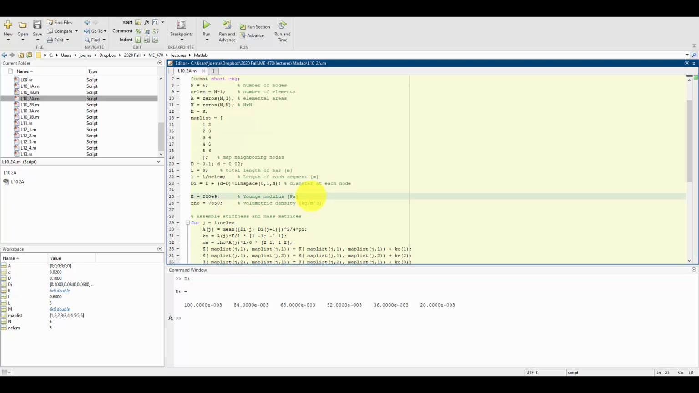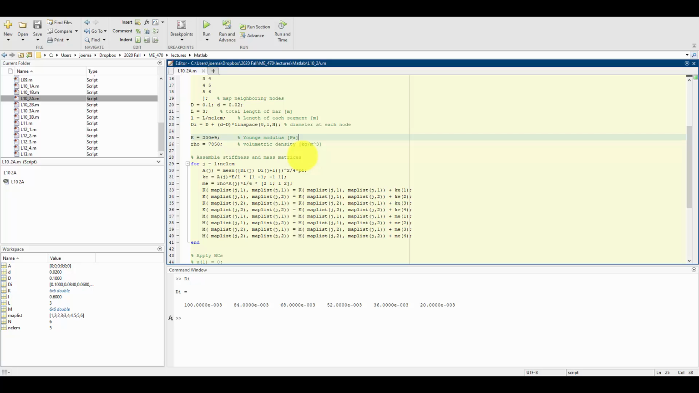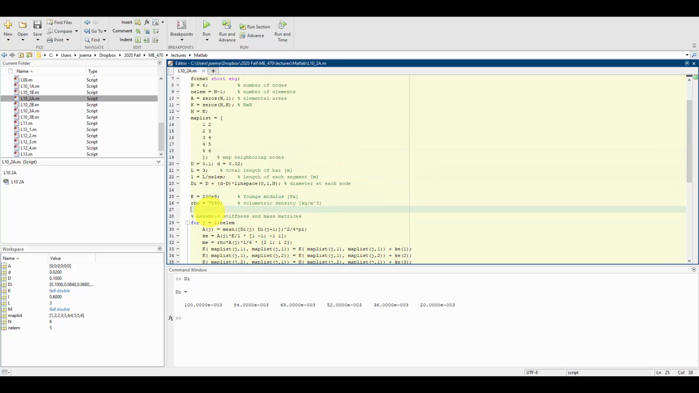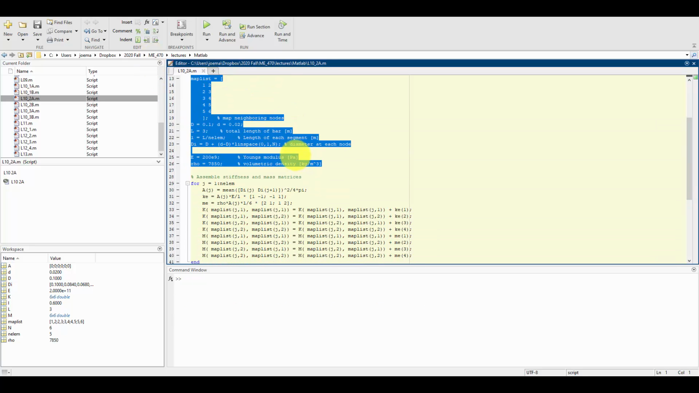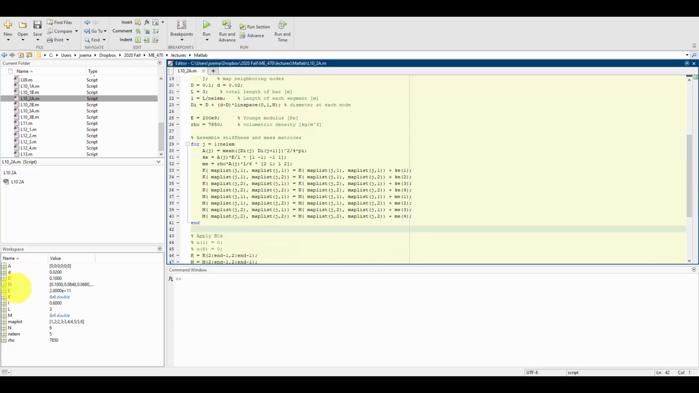Again, I'm given the Young's modulus and the volumetric density in the problem, so I will include those here. In this example, those are going to be constant. Now we can go in to build our local mass and stiffness matrices and then put them right into the proper spot in the global mass and stiffness matrix. So let me rerun everything up to the for loop just so we can see the sizes of everything we have here. So I pre-allocated that capital K and that capital M. They are 6 by 6 because I have 6 nodes in this problem coming from those 5 elements.